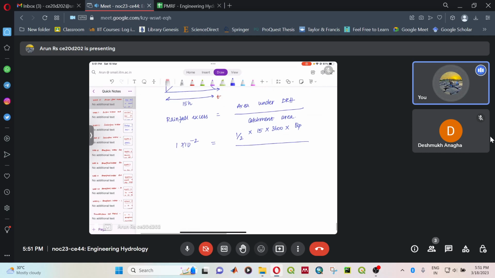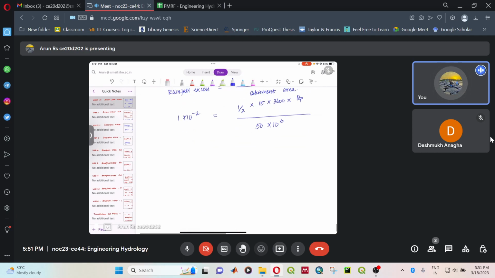Divided by the catchment area, which is 50 square kilometers, and I'm converting it into meter square. So from this, if we compute, the peak discharge is found to be 18.52 meter cube per second. So this is the first part of the question.